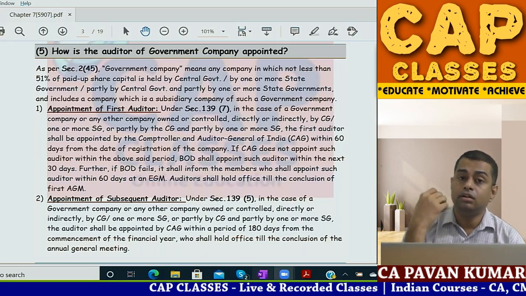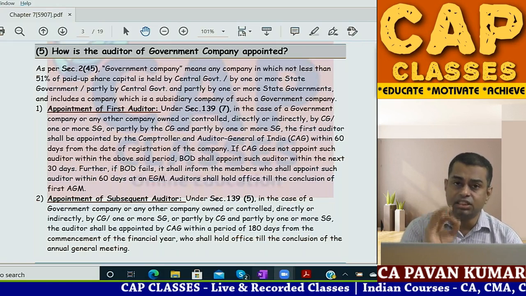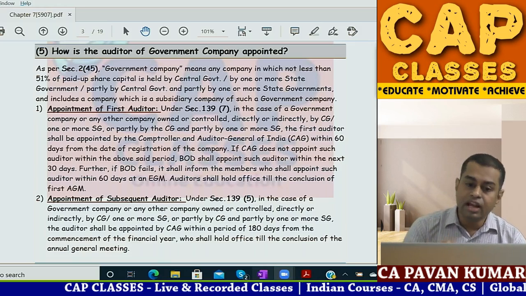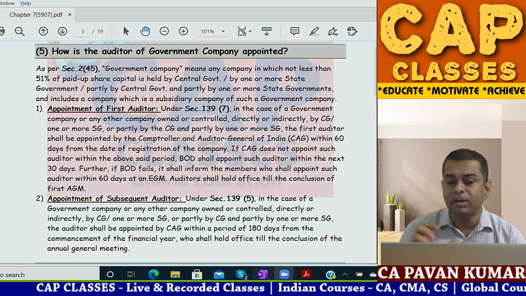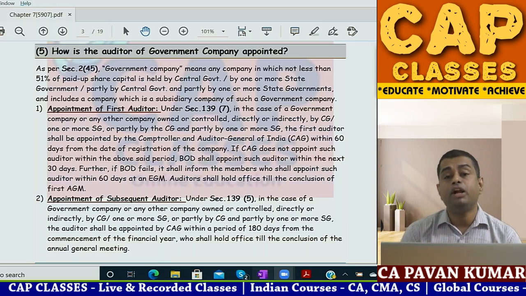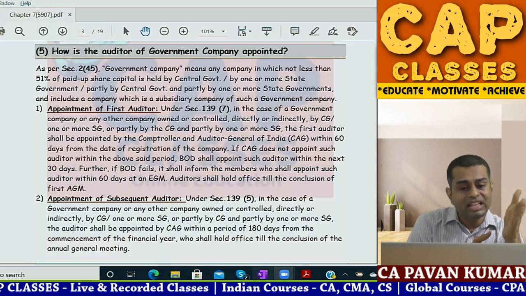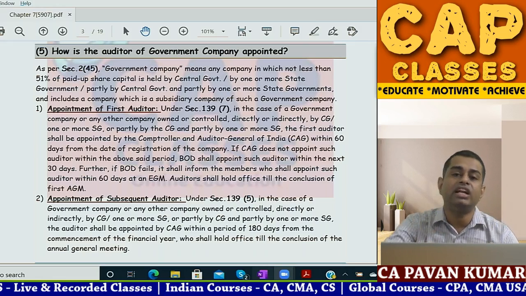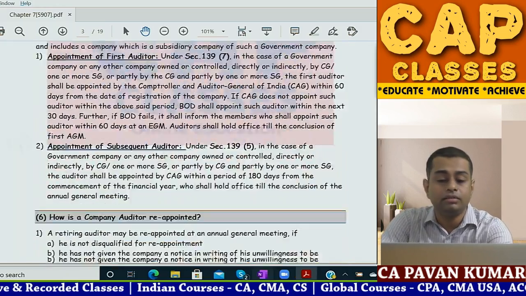First auditor within 60 days by C&AG. If they fail, board of directors, next 30 days. If they fail, EGM members, another 60 days. Then appointment of subsequent auditor: from the date of commencement of the financial year, within 180 days, C&AG will appoint the auditor.